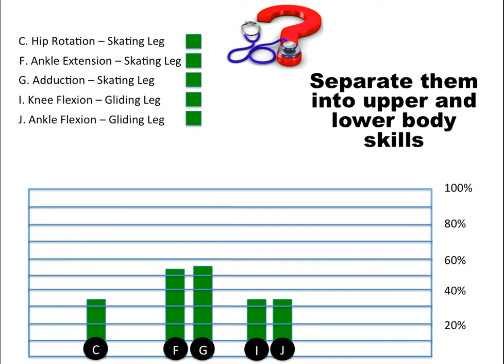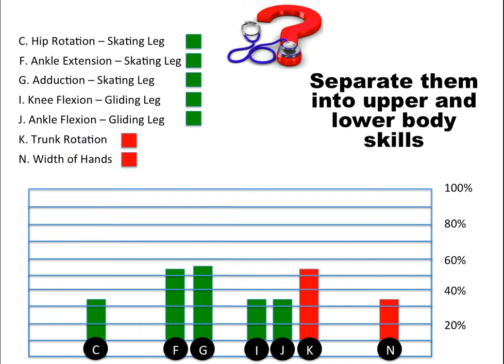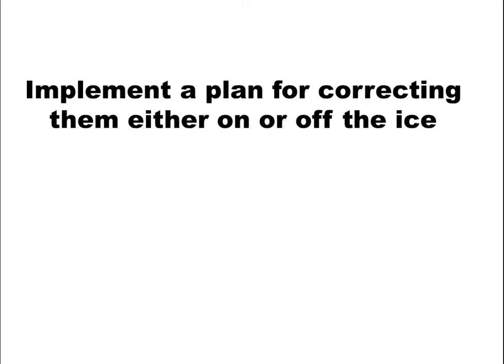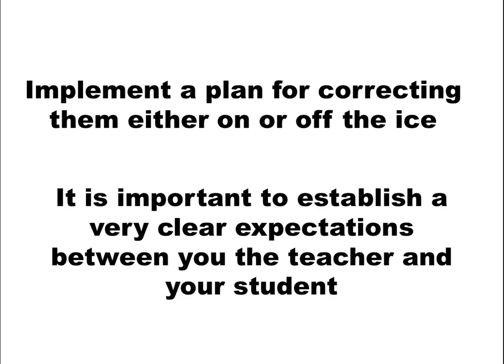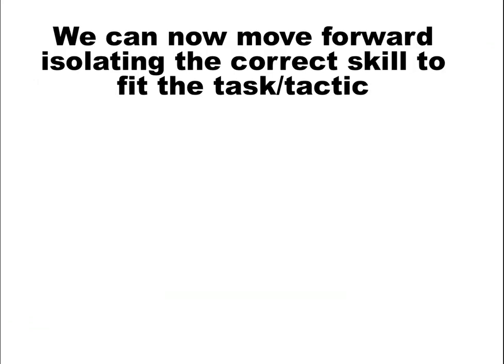Looking at the green, these are lower body skills. We have hip rotation, ankle extension, adduction, knee flexion, ankle flexion. And now we add the trunk and the width of hands. Those are some of the things that we'd have to fix. Implementing a plan for correcting them can be done either on or off the ice. It is important to establish a very clear expectation between you, the teacher, and your student. We can now move forward, isolating the correct skill to fit the task or tactic.